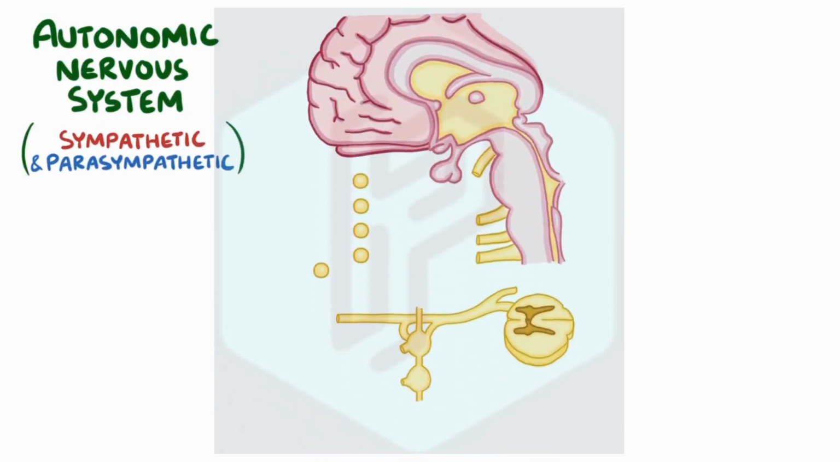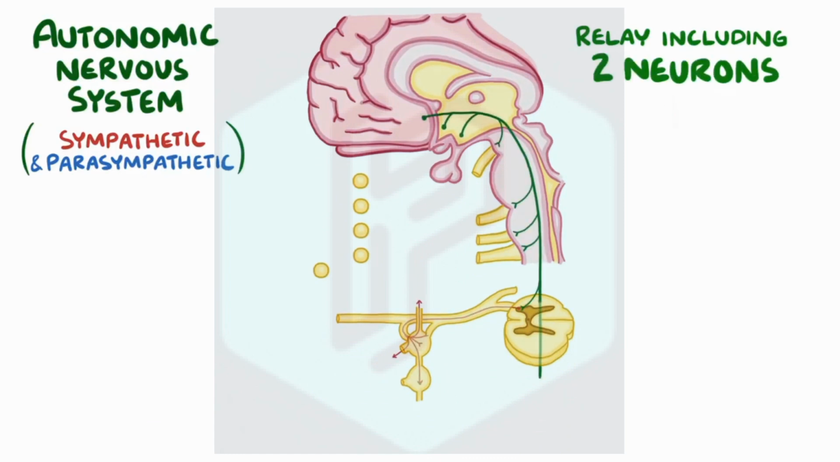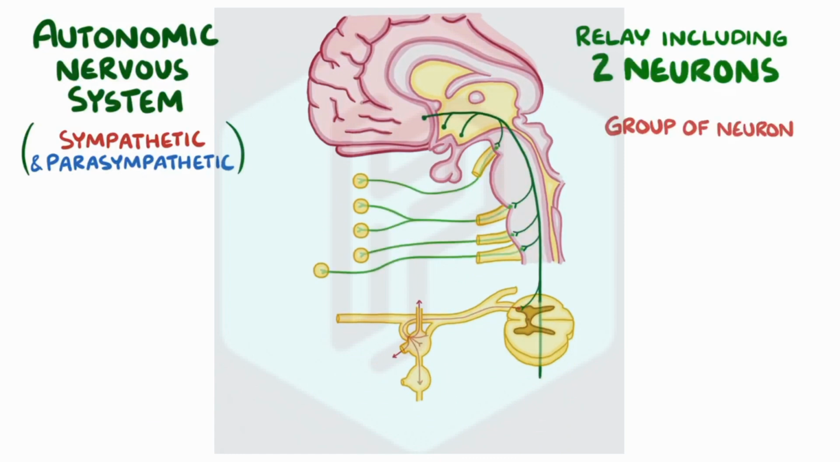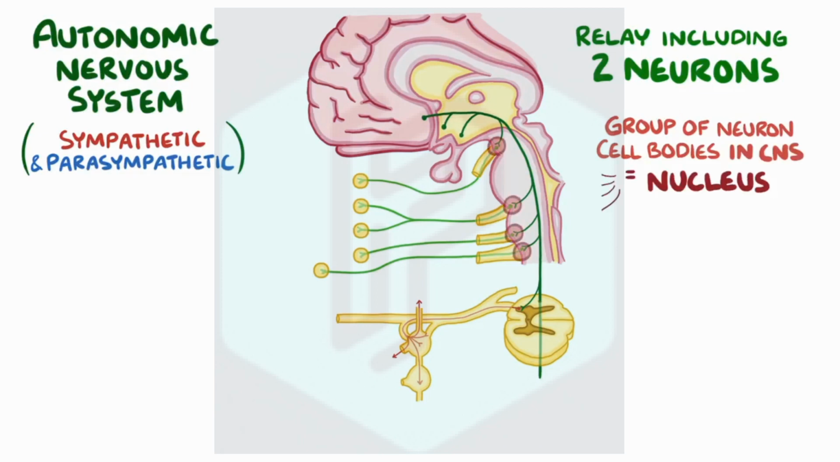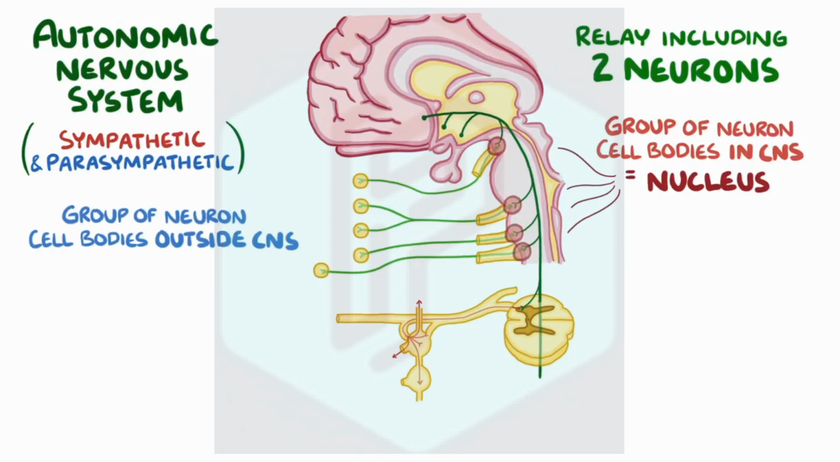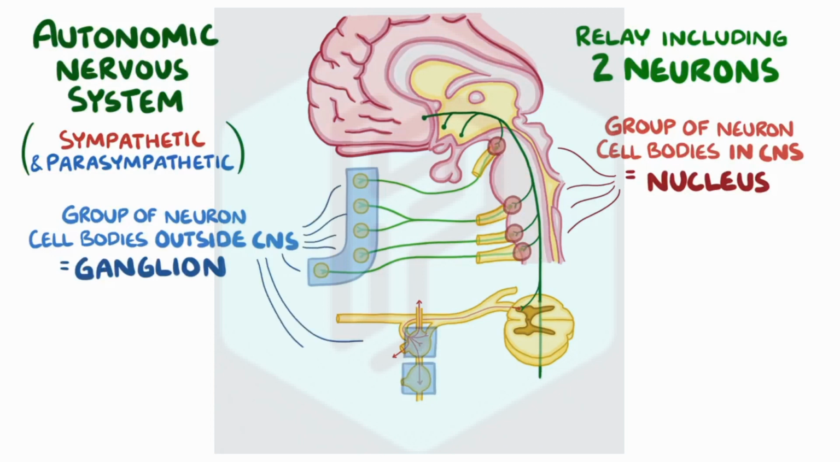The autonomic nervous system, so both the sympathetic and the parasympathetic nervous system, is made up of a relay that includes two neurons. And when there's a group of neuron cell bodies that are all next to each other in the central nervous system, the whole thing is called a nucleus, while a group of neuron cell bodies that are located outside of the central nervous system is called a ganglion.